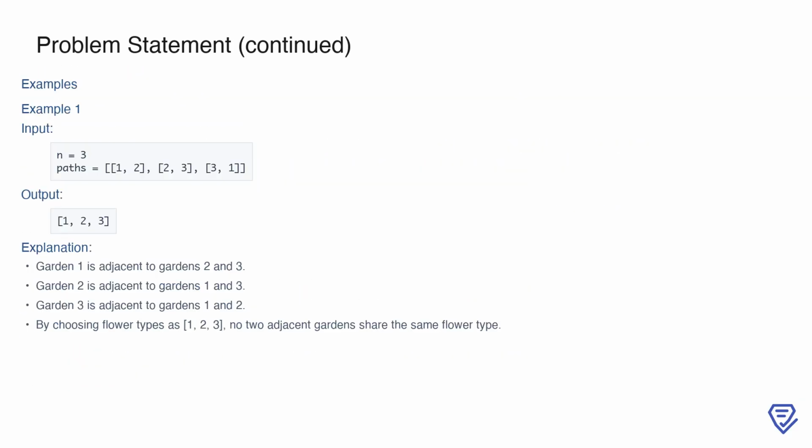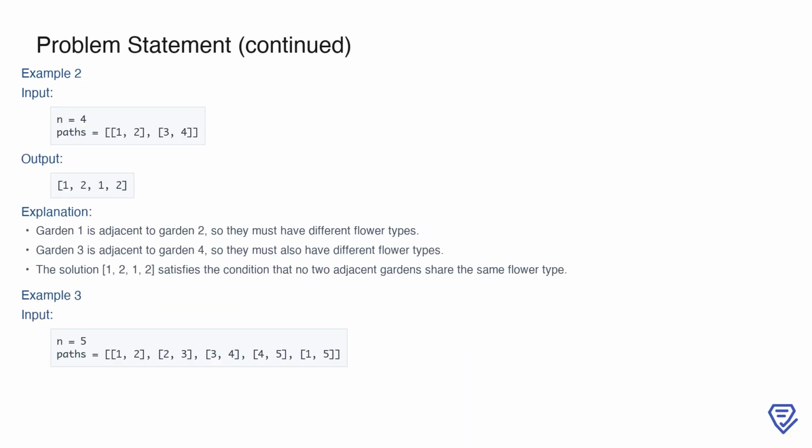Let's look at an example to understand the problem better. Suppose there are 3 gardens and the paths are given as [1, 2], [2, 3], [3, 1]. In this case, garden 1 is adjacent to gardens 2 and 3, garden 2 is adjacent to gardens 1 and 3, and garden 3 is adjacent to gardens 1 and 2. To ensure that no two adjacent gardens share the same flower type, we could assign flower type 1 to garden 1, flower type 2 to garden 2, and flower type 3 to garden 3. This results in the solution [1, 2, 3]. This assignment satisfies the condition since no two connected gardens have the same flower type.